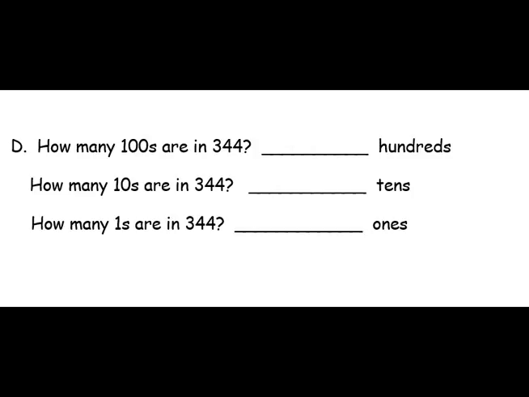The question says how many 100s are in 344? Well, 300 means that there are 3 hundreds. How many tens are in the same number, 344? Well, the 4 is in the tens place. That tells me there are 4 tens in that number. Since there is a 4 in the ones place, that means there's also 4 ones in the number 344.